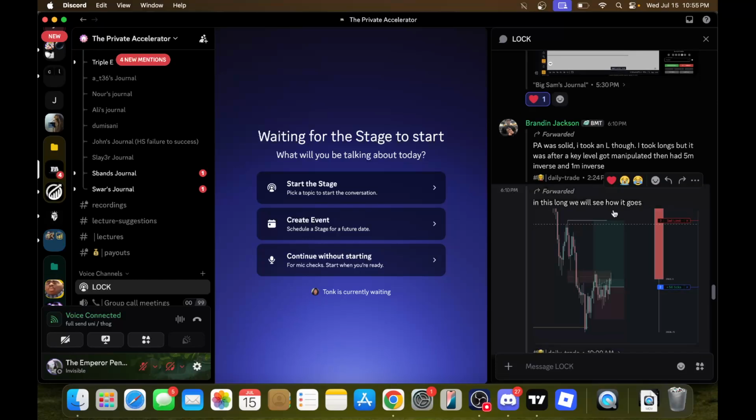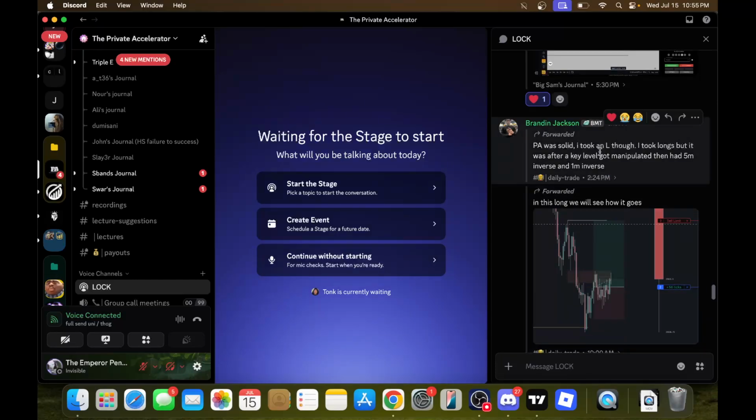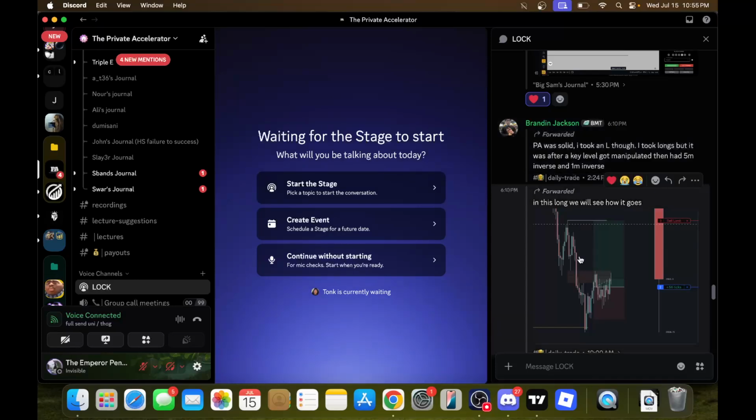Pay was solid. I took an L though. I took longs, but it was after a key level got manipulated and had a 5-minute inverse and 1-minute inverse. And this long, we'll see how it goes.